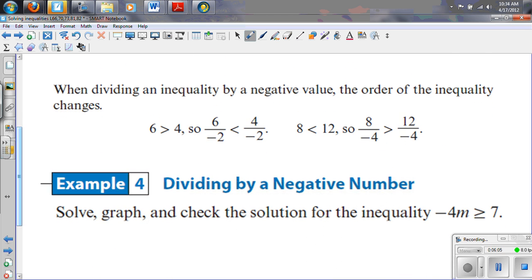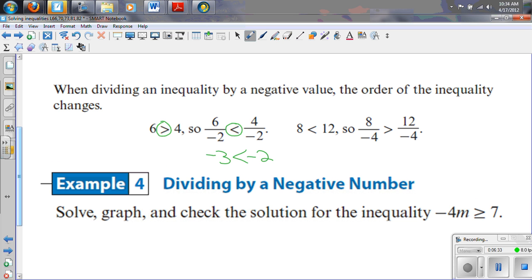When dividing by a negative value, the order of the inequality changes. So again, because we're dividing by negative 2 here, this inequality changes from what it was. When you divide 6 by negative 2, you get negative 3, and when you divide 4 by negative 2, you get negative 2, and negative 2 has to be greater than negative 3. It isn't less, which is what the original equation said.